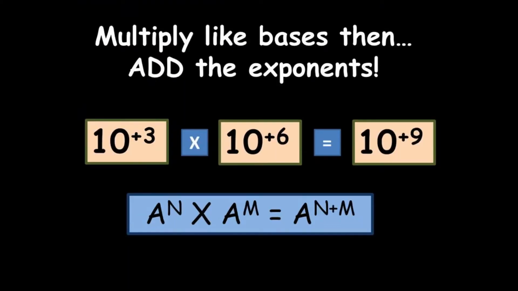The first one is, when you multiply like bases, 10 to the positive 3 times 10 to the positive 6, that's going to equal 10 to the positive 9. So when you multiply like bases, add the exponents. It's pretty obvious, I suppose. However, it does not necessarily explain everything, because you may have 1 times 10 to the positive 3 or 1 times 10 to the positive 6, and then what do you do with the ones? So it's a little bit more complicated than that.